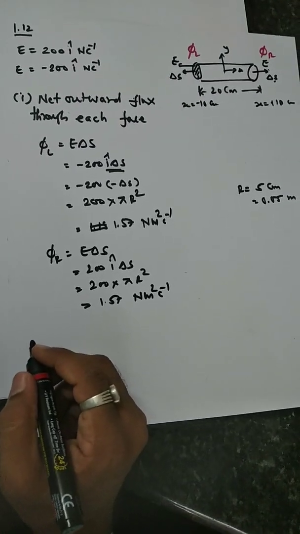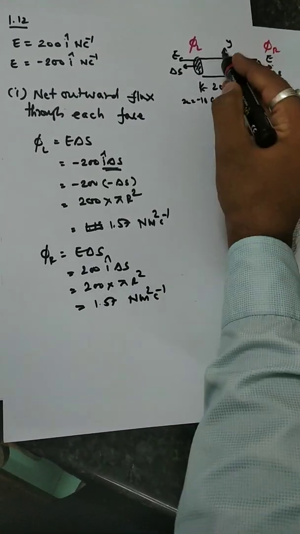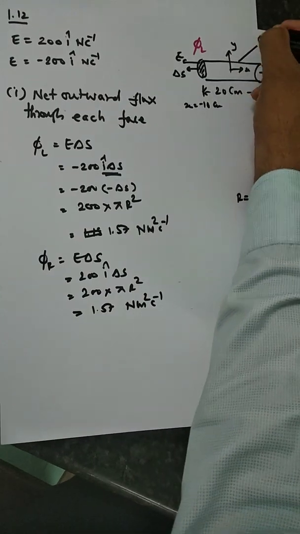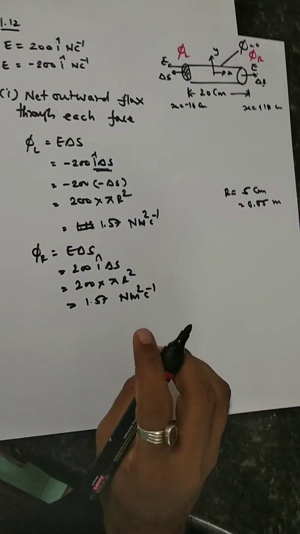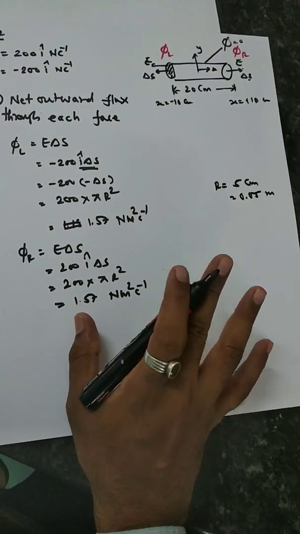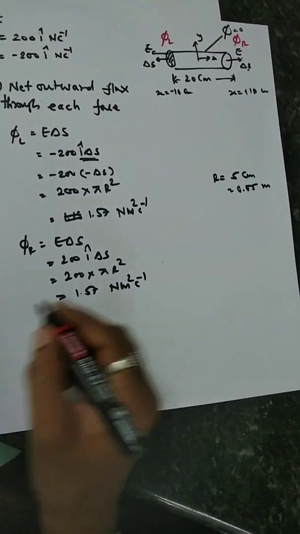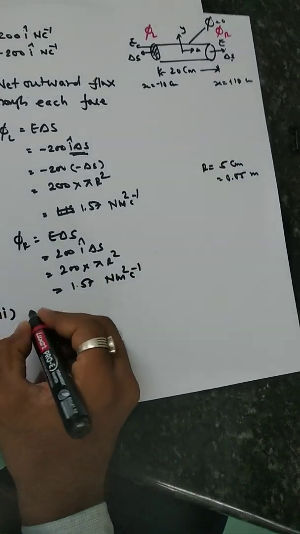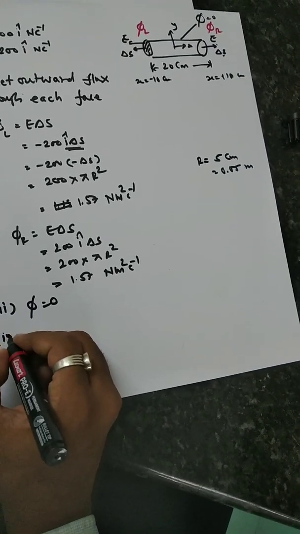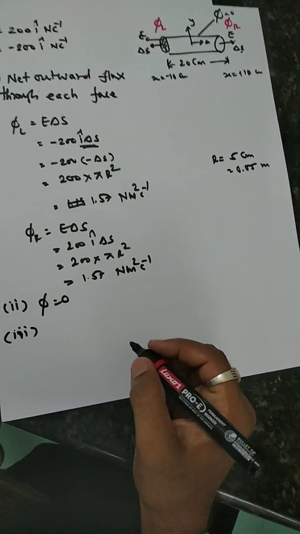The second question is: what is the flux through the side of the cylinder? As per the theory we have seen, the value of flux through the side of the cylinder will be equal to 0, because the electric field lines do not pass through the side of this circular cylinder. So for the second question the answer will be equal to 0. And the third question is: what is the net charge inside the cylinder?